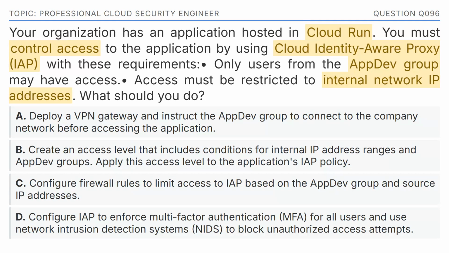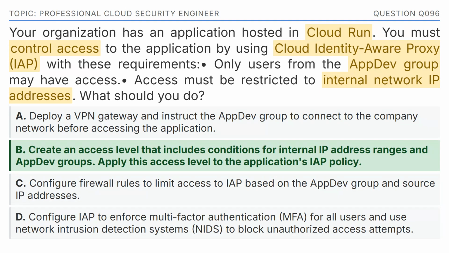To arrive at the correct answer, we focus on the keywords Cloud Run, Control Access, Cloud Identity-Aware Proxy, IAP, AppDev Group, Internal Network IP addresses. The correct answer is option B. Create an access level that includes conditions for internal IP address ranges and AppDev groups. Apply this access level to the application's IAP policy.